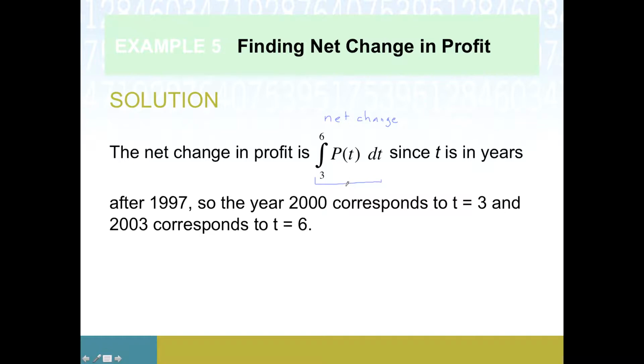So we're supposed to take this expression and take it. Oh, this is actually supposed to be P prime. So let's correct that. So we're adding up all the little changes in profit from year 3. Again, this is year 2000 right there, and the year 2003 corresponds to t equals 6, and that's because 1997 would be t equals 0. So 3 years later would be 2000. 6 years later would be 2003.